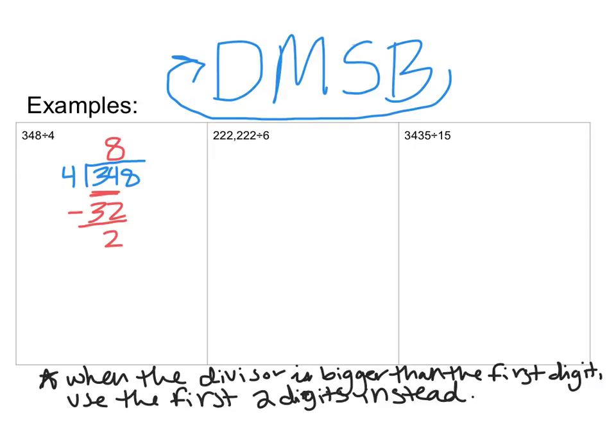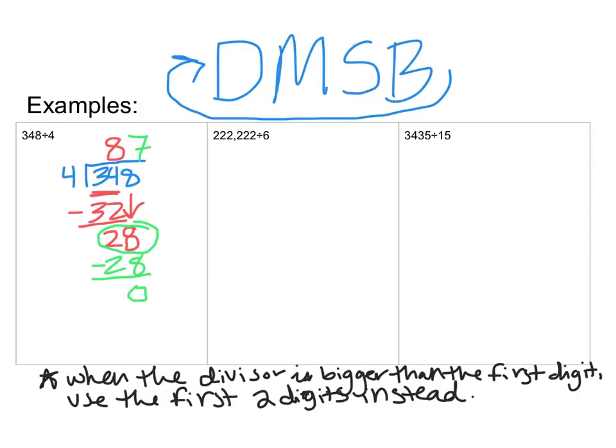Then we have our bring down step, so we're going to bring down the 8. That gives us 28. And we start all over again with divide, but now we're dividing down here with that new number we just made. So how many times does 4 go into 28? 7. And then we finish it out to see if we're done or not. So 7 times 4 gives us 28. We subtract, we get 0. And that makes us feel happy inside because that means we're done.